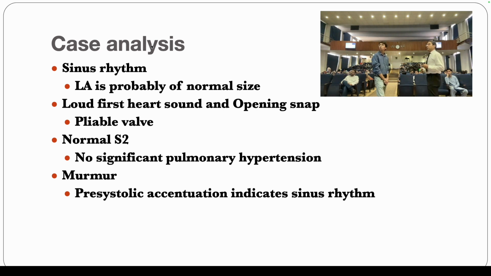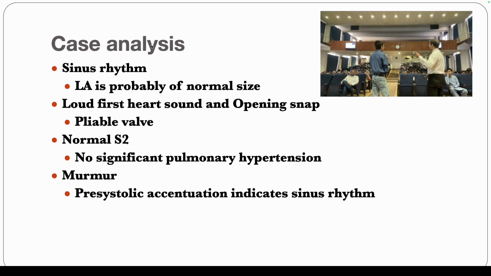A normal S2 means the patient does not have significant pulmonary hypertension, because one of the complications of MS is that the patient develops pulmonary hypertension with long-standing MS. Pre-systolic accentuation again indicates sinus rhythm, because in atrial fibrillation this pre-systolic accentuation disappears. This is because of the atrial kick at the end of diastole.